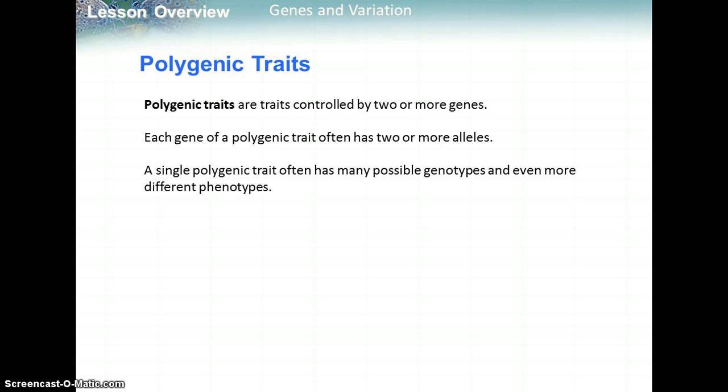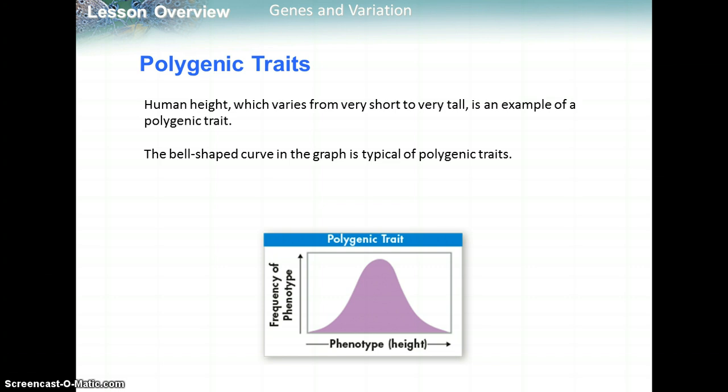So it's like, for example, skin color. You have a whole spectrum of skin colors, a whole spectrum of heights. Those are prime examples of polygenic traits. Human height, again, which varies from very short to very tall, is an example of a polygenic trait. This is a typical bell curve to show the polygenic trait. So an average height is the more frequent one, really short, not so frequent, really, really tall, not so frequent.